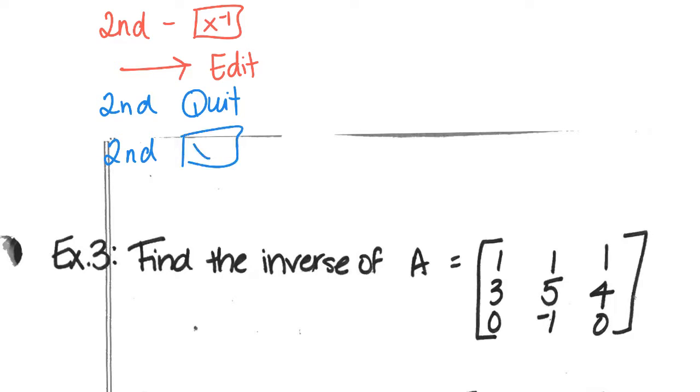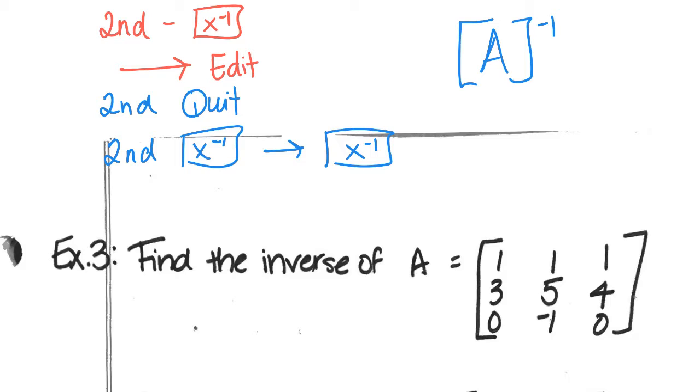Second, I'm going to hit that inverse key to get my matrix up. And I'm going to call this matrix A. And I'm going to hit that button again, x to the negative first. So on my screen, I literally see matrix A to the negative first. And when I push enter, I get the answer.